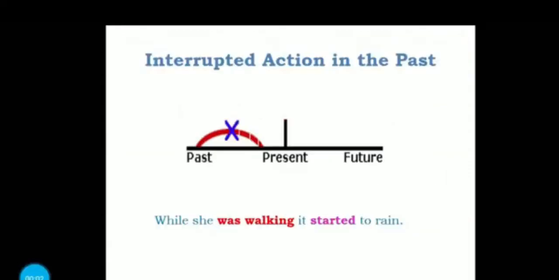We use the past continuous tense to indicate that a long action is interrupted by a short action. The long action is in the past continuous. The short action is in the simple past. For example, while she was walking, it started to rain. Was walking is in the past continuous. It's a long action. Started is a short action. It is in the simple past.